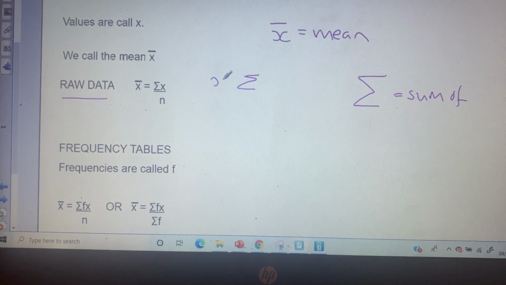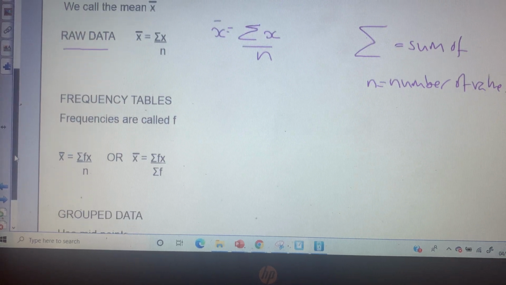So we would think of X bar as the sum of all the X values divided by how many there are, where N is your number of values. So it's just a way of writing it.